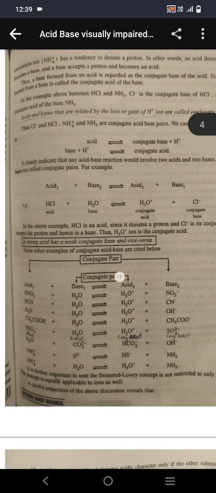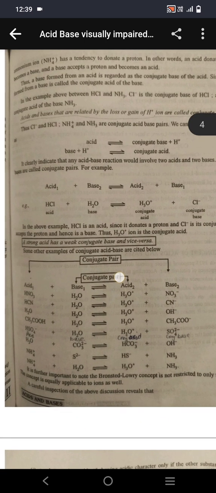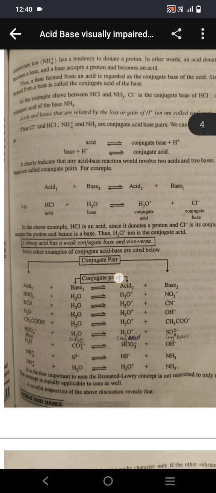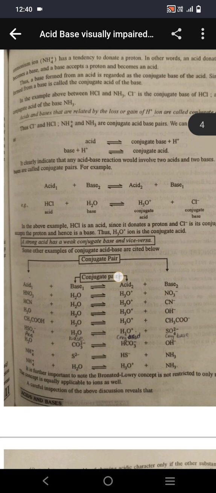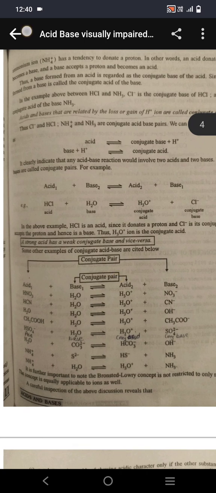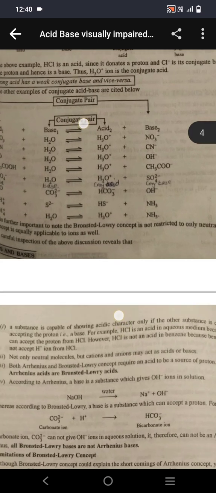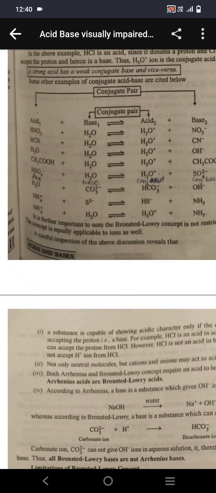Water accepts the proton and hence is a base. Thus the H3O⁺ ion is the conjugate acid. A strong acid has a weak conjugate base and vice versa. It is further important to note that the Bronsted-Lowry concept is not restricted to only neutral molecules. The concept is equally applicable to ions as well.